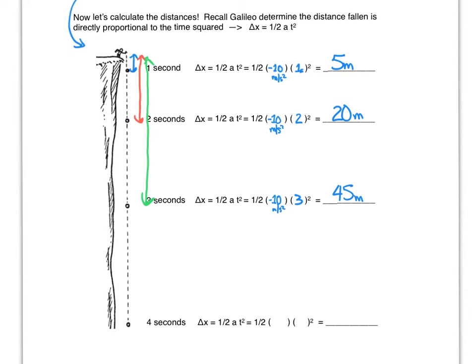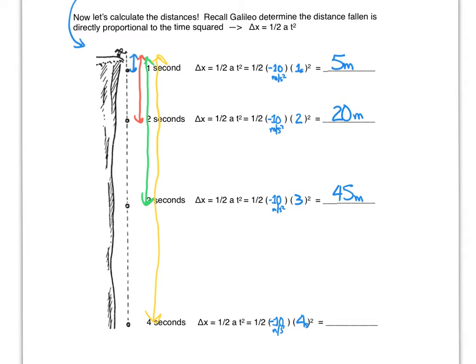And the last one would be how far it's fallen total in 4 seconds from the top there. So if I roll through here, again, -10 meters per second squared, but now 4 seconds squared.